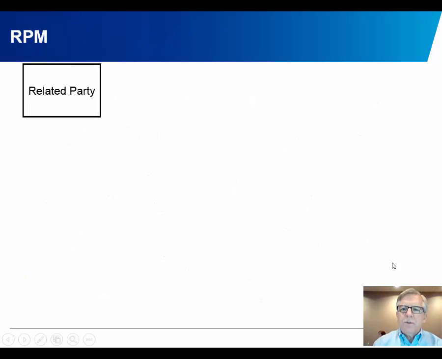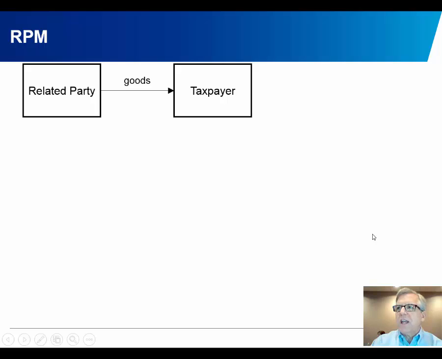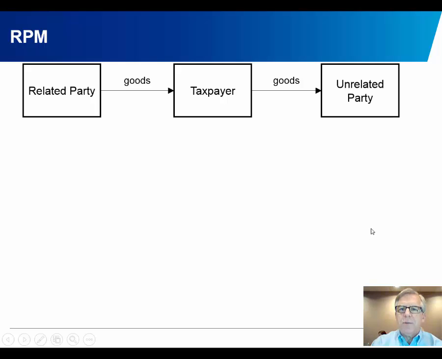So, let's look at it graphically. We're going to start off with a related party that is selling goods, because we're talking about tangibles, to a party who is our taxpayer, the person we're sort of consulting for. And the taxpayer is then going to sell those same goods on to an unrelated party. And we're looking at this kind of a structure and flow of the transaction.